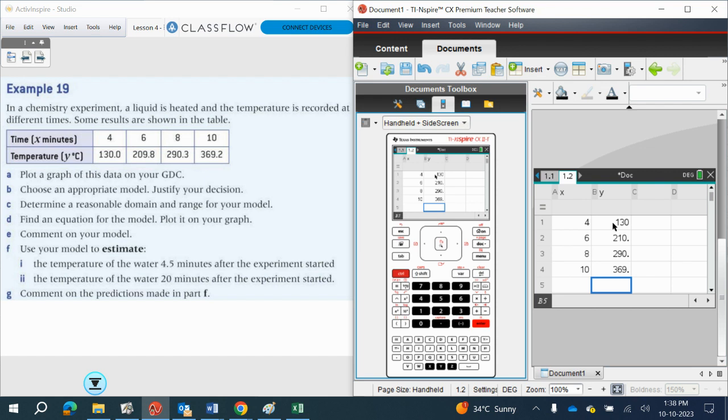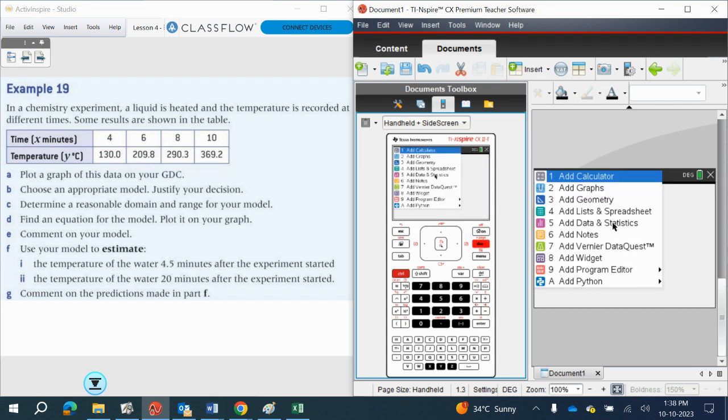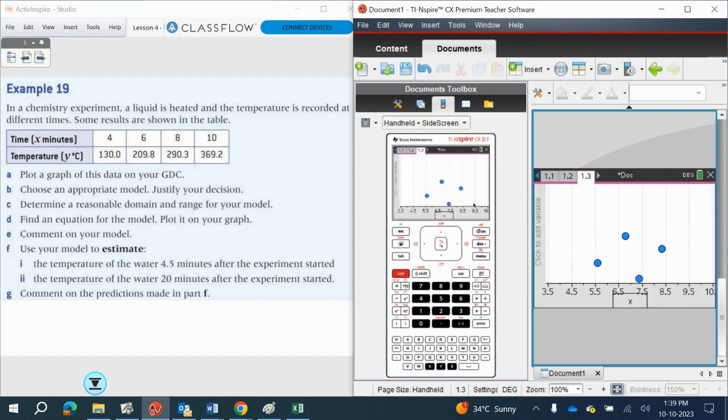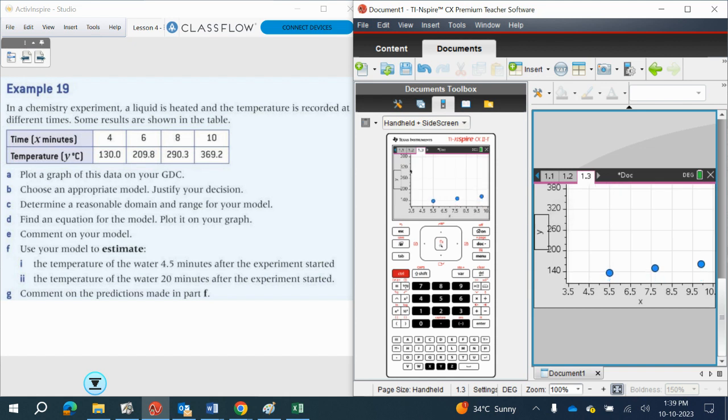So far we have our data entered. What we're going to do next is plot it. The purpose of this next stage is to see the shape. So we're going to press Control, add another page, and we're going to choose number 5, add data and statistics. We see the points laid out here. If we click on the x-axis, we can assign the x variables to that axis. If we click here, we can assign the y variables here.